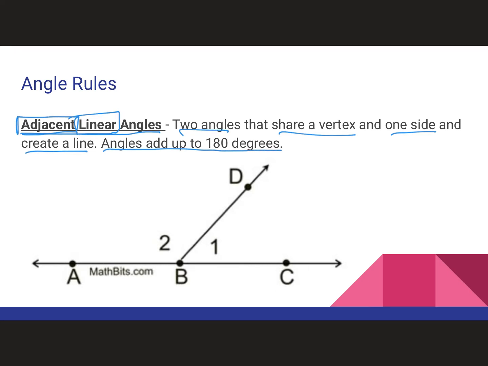So you'll notice this line right here made by ABC, line ABC. You can see this line segment or ray that goes from B to D creates angles 1 and 2. Those two angles add up to 180 degrees because together they make a line. So if I know that angle 1 is, let's say, 75 degrees, then I would know that angle 2 is 105 degrees. They have to add up to 180. By the way, that is called supplementary. Supplementary angles add up to 180 degrees.